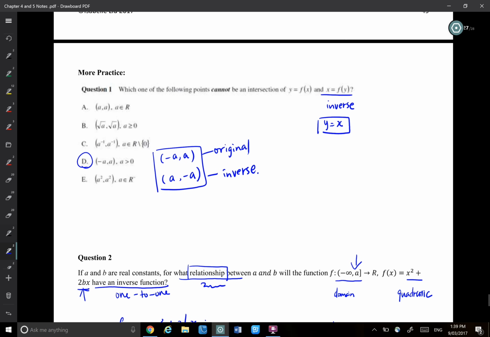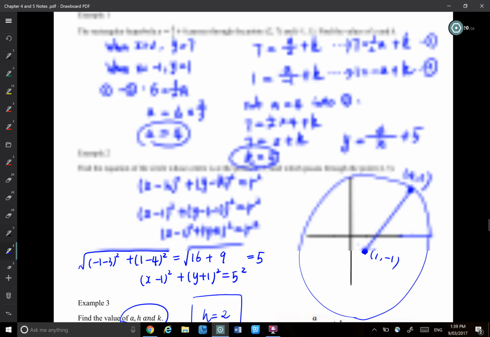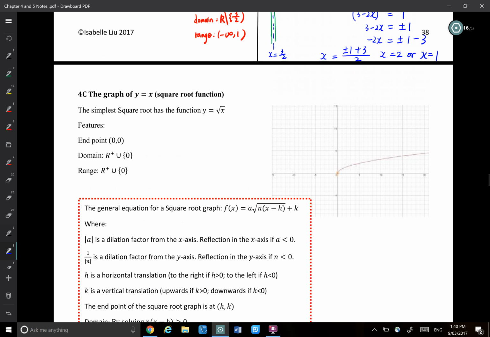We finished chapter 5. Chapter 4 and chapter 5, it's everything here. And I haven't really gone through this.